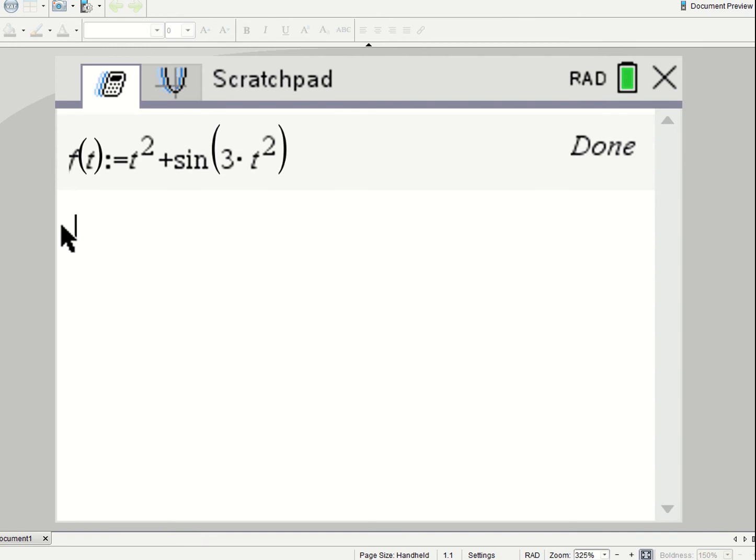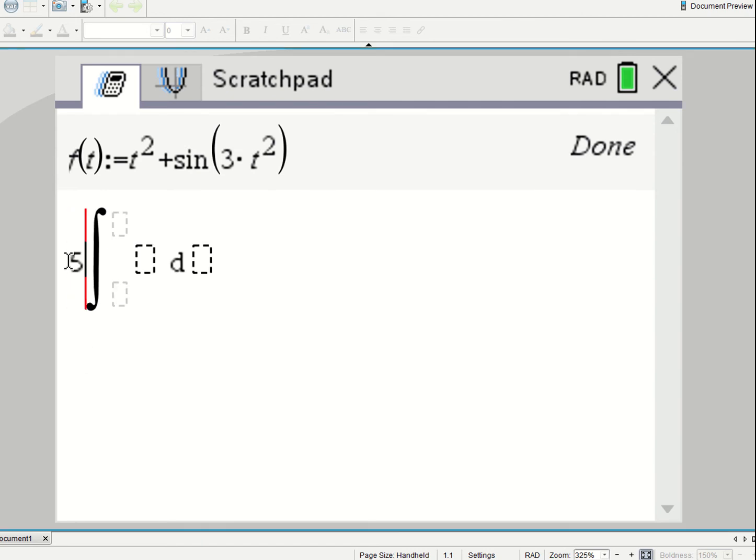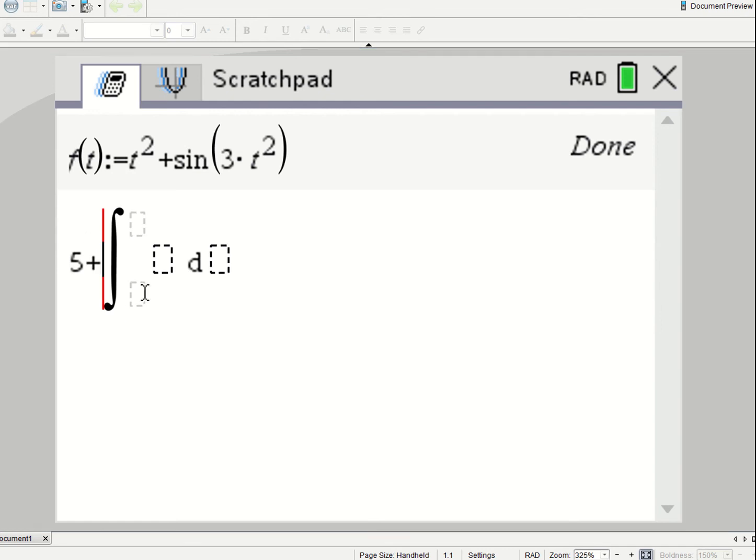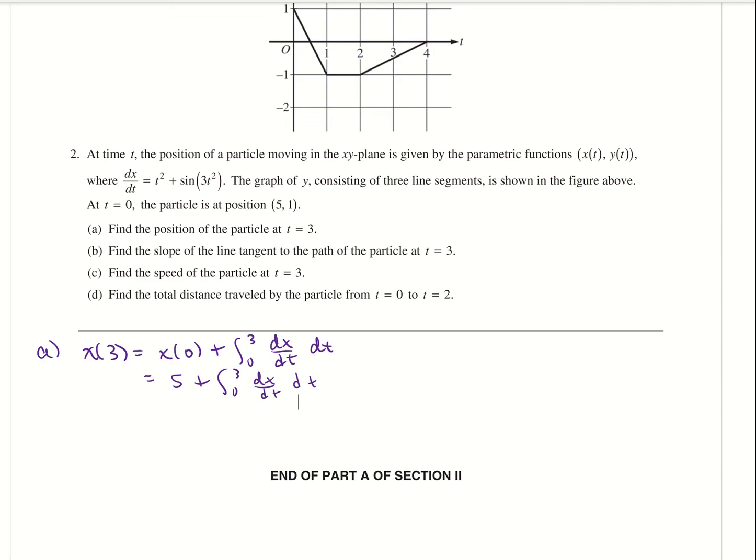And then let me start by doing 5 plus, because I do want that initial condition of 5. So 5 plus from 0 to 3, because that's my time change. And then I want the rate of change of x, which I called f. And when I do that, it looks like I get 14.377. You could take extra decimal places if you wanted.